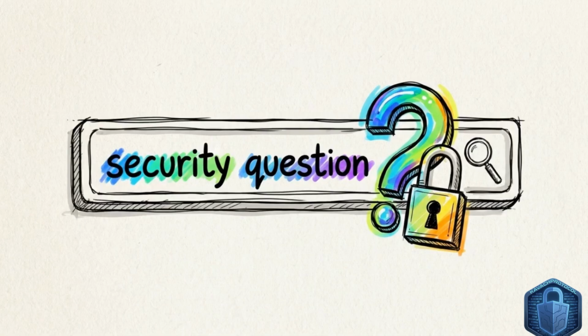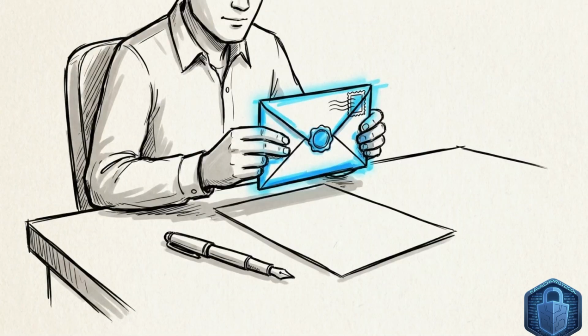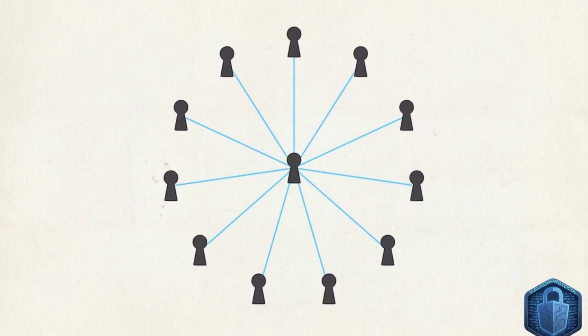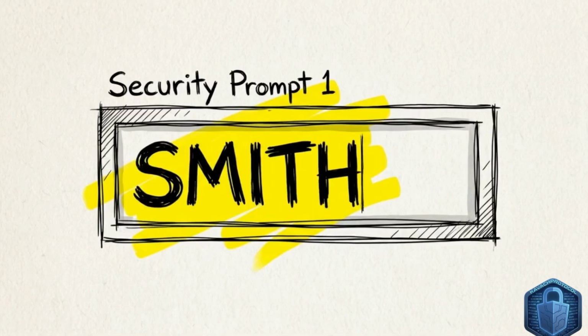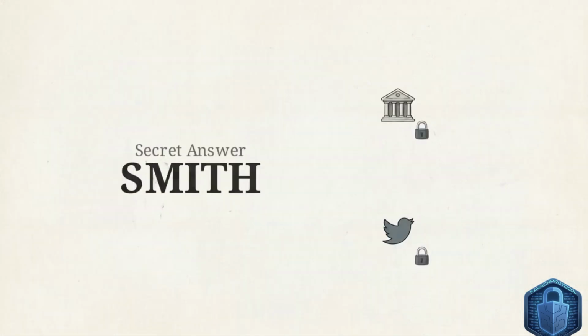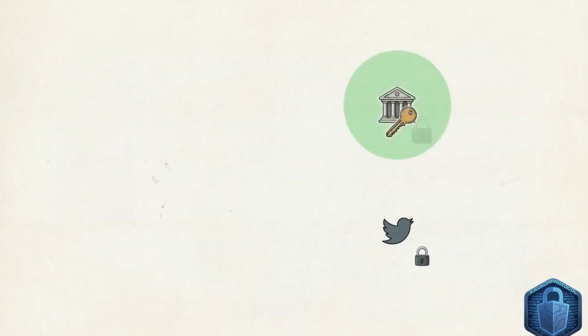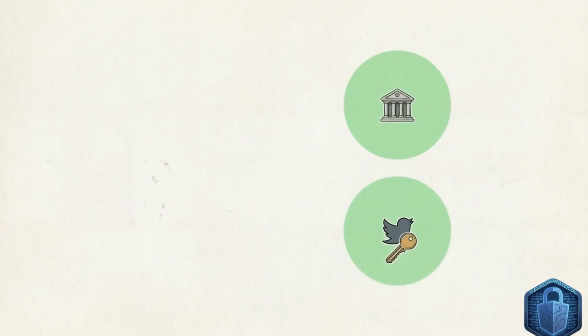For Step 5, search for Security Question or Secret Answer. You are looking for instances where you emailed yourself the answers to account recovery prompts. These answers are often shared across multiple platforms. If an attacker finds your first pet's name or your mother's maiden name here, they can use that information to reset passwords on your banking or social media accounts.